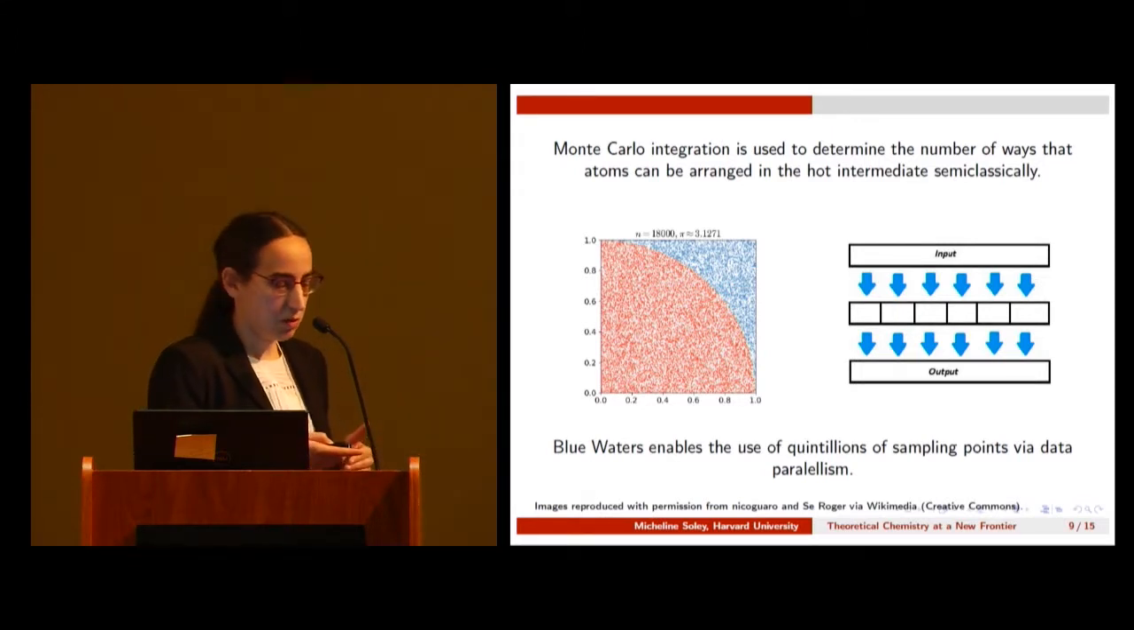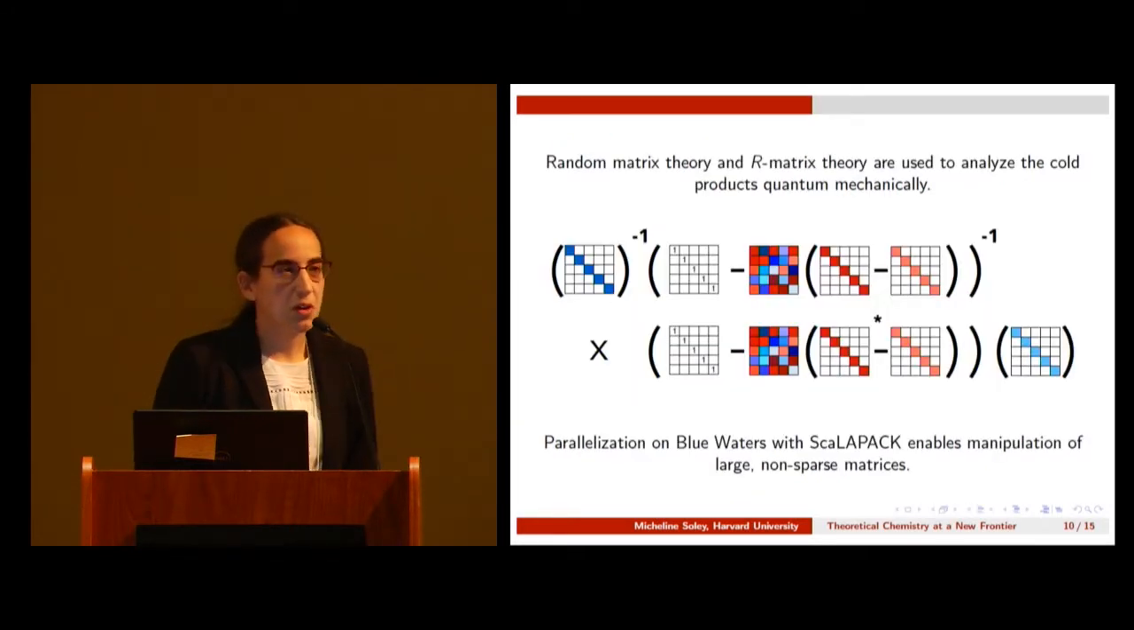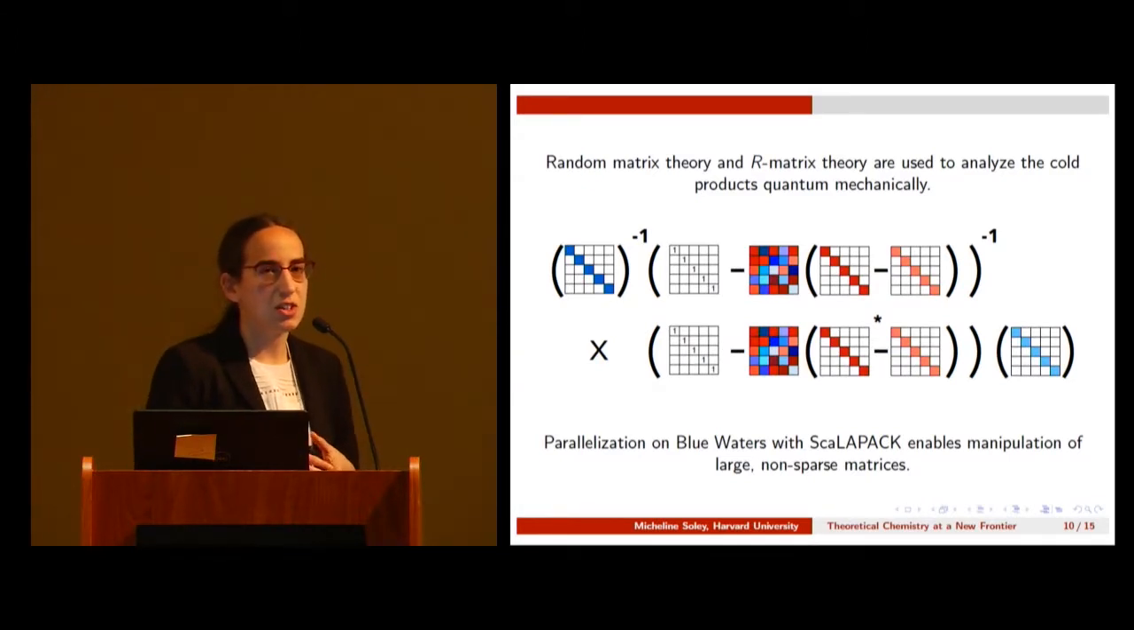Then we have to move to the cold part. So to do the cold part, we use a combination of 2 different techniques. One is random matrix theory, and the other is R matrix theory. So they're both clever ways of, instead of having to do the full 6-dimensional problem that would be very hard to do quantum mechanically, you can do it in just 1 dimension.